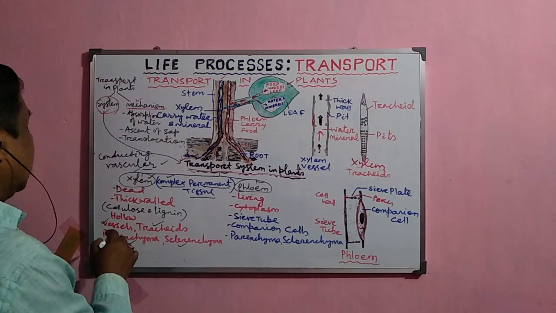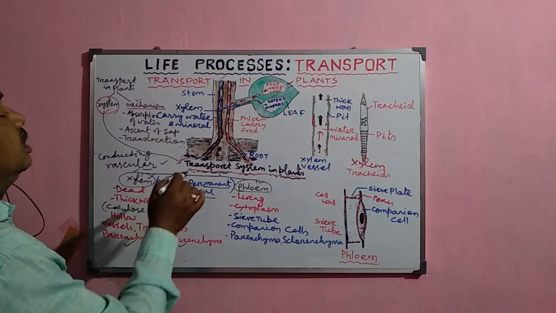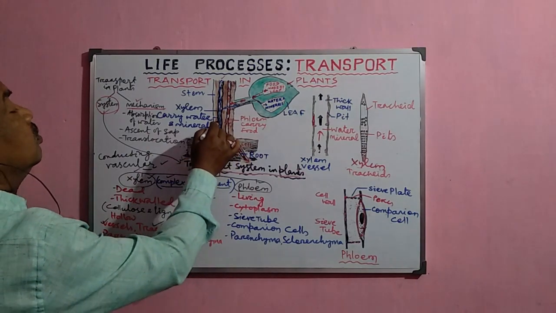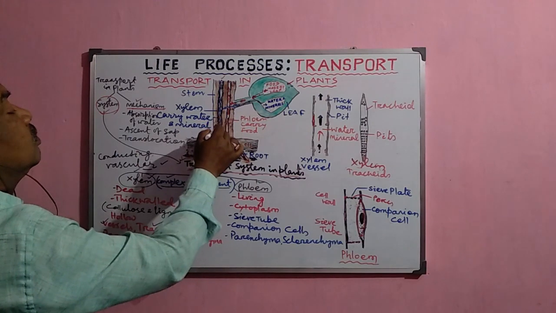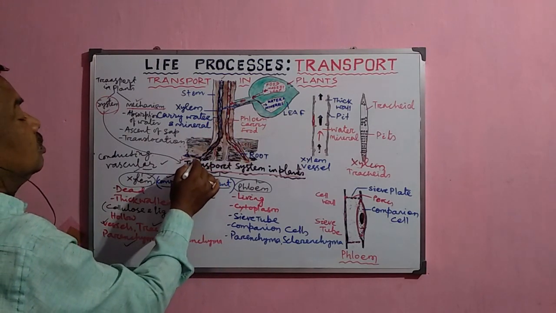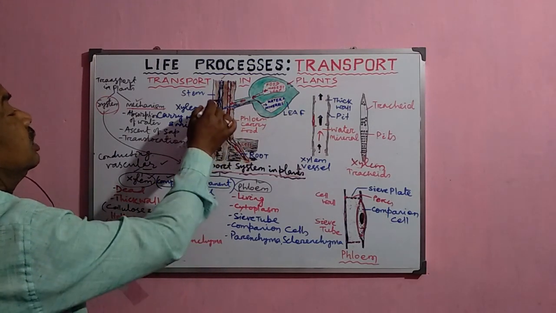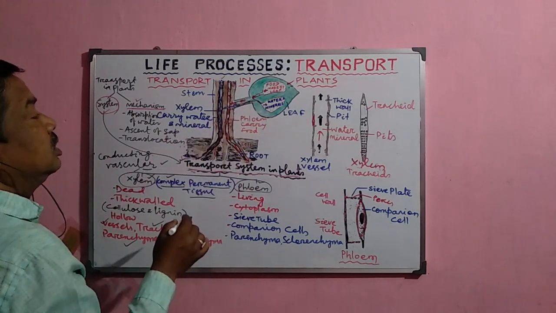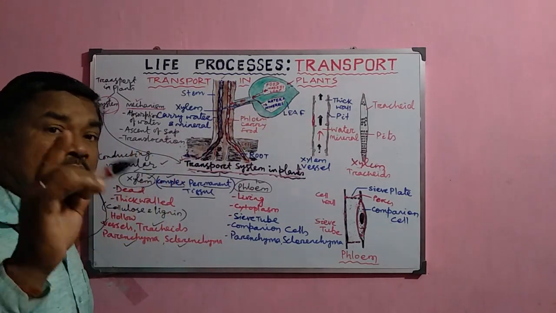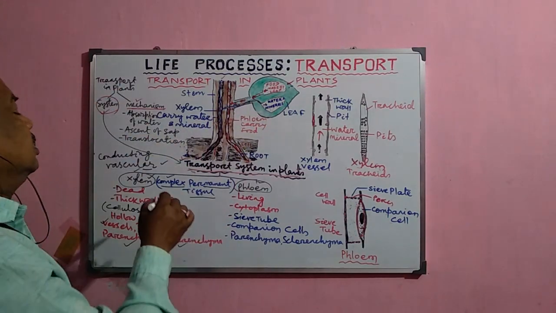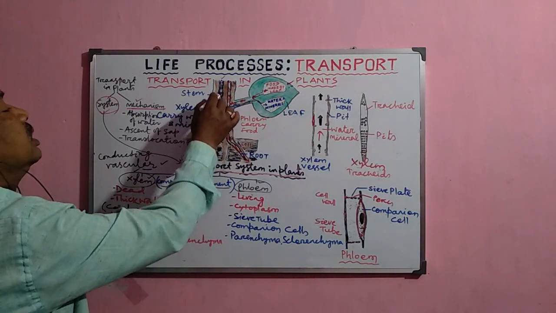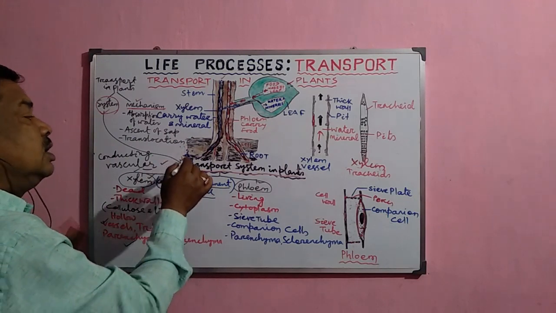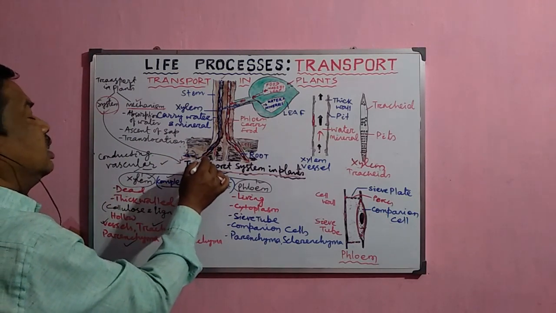Now, the xylem vessels and tracheids mainly form a tube. This is a pipe inside the stem, root and leaf. In the root, the pipe is there. In the stem, it is there. In the leaf also. So through this xylem pipe, normally the water and minerals, which the plant absorbs from the soil, are transported to different parts of the plant.